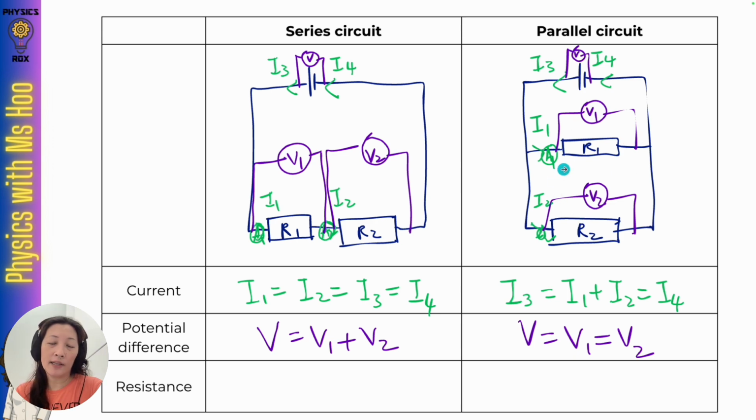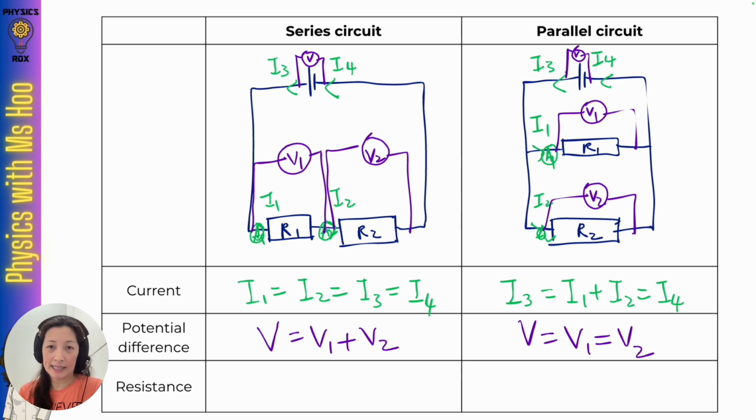Now take note, this is only true for a parallel section. It's not for the entire circuit. It just so happens that it's true for this circuit because this circuit is made up of only this pair of parallel resistors. If you have a more complex circuit, then the terminal potential difference is not equal to the parallel section of the circuit. So remember, true only for that parallel section.